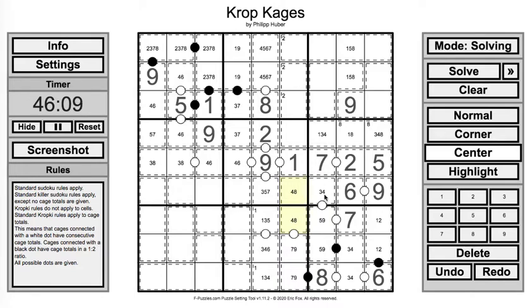Or if we put the 4 in here, we are left with 11 for these 2 cells, and we can't use 9 and 2, we can't use 7 and 4, so we can only use 8 and 3. So basically we can deduce from this that this cage is a 3-4-8 cage because there cannot be a 1 in here.